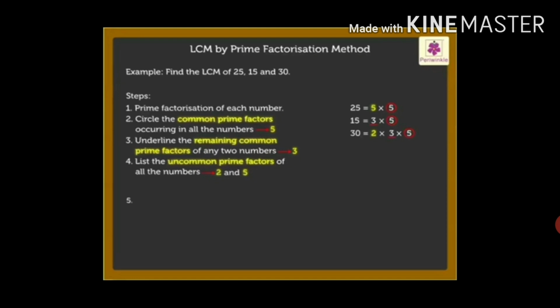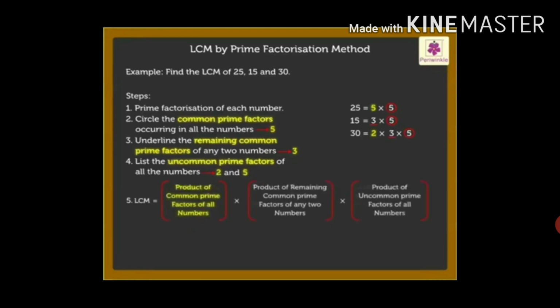Step 5. The LCM is the product of the common prime factors of all the numbers, remaining common prime factors of any two numbers, and uncommon prime factors of all the numbers. Thus, LCM of 25, 15, and 30 is equal to 5 into 3 into 2 into 5, which is equal to 150.